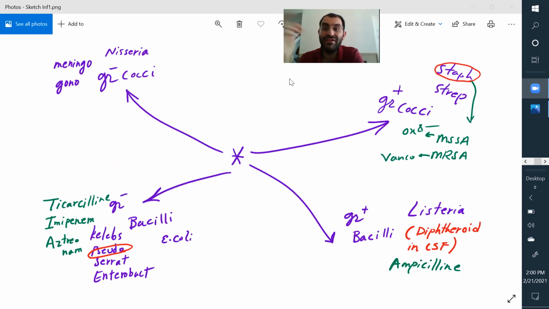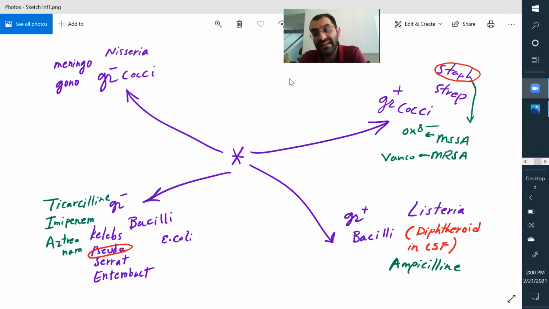Some of them are IV. Turn my IV on. Oxa and naf is IV. Cloxacillin and dicloxacillin are PO. In case I have MRSA, I have Vanco, vancomycin for killing MRSA. Okay?